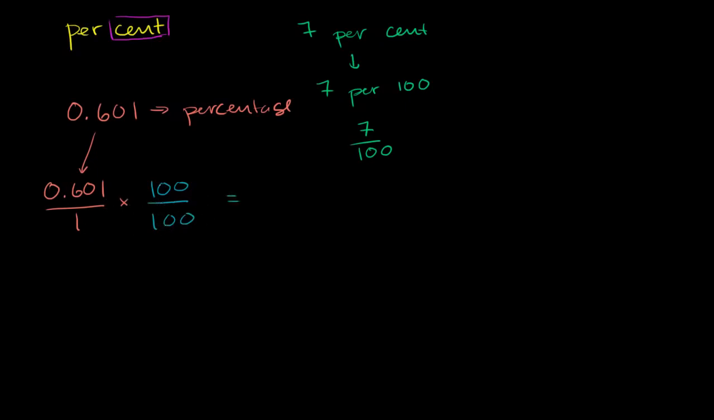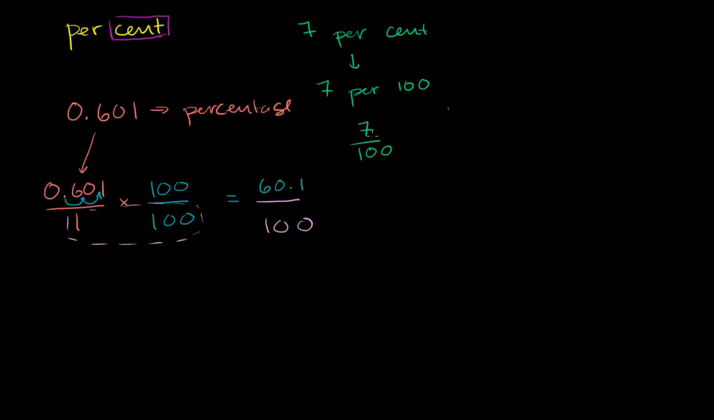So the denominator, if I multiply these two characters right over here in the denominator of our product, is going to be 100. If I multiply 0.601 times 100, what am I going to get? Well, every time I multiply it by 10, I'm going to shift the decimal over to the right once. So if I multiply it by 10, I'd get 6.01. And if I multiply it by 10 again, or if I multiply it by 100, I'm going to get 60.1. So 0.601 times 100 is 60.1.